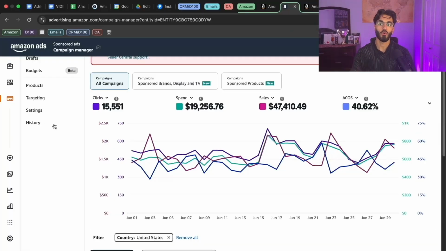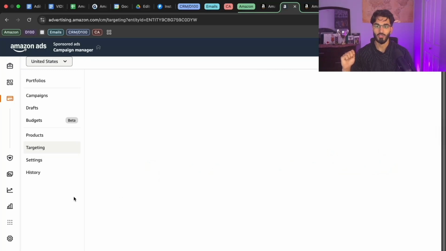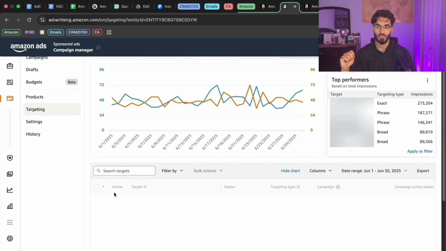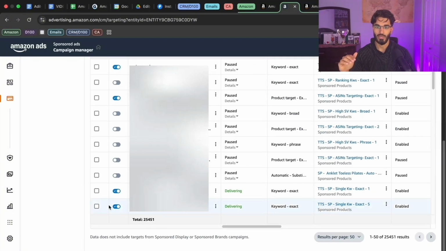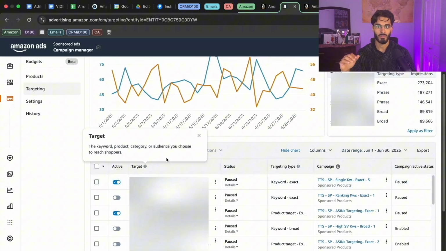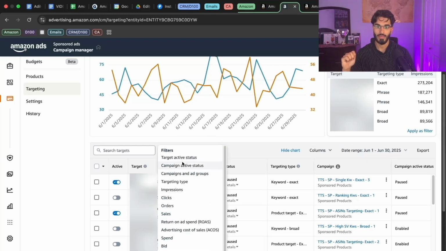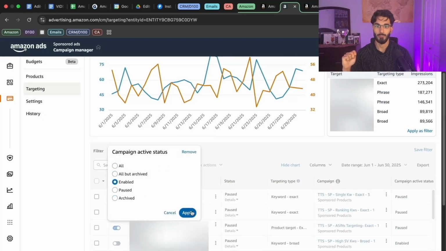Okay, so now let's go in and let's actually clean up these campaigns. So go to the targeting tab, obviously. Once we're in targeting, we're going to set a few filters right out the gate. So let me remove all this right now. So it's going to show us an insane amount of targets here. So we have 25,000 targets here. We're going to choose the date range, the last 30 days, ideally. Filter by campaign active status. So we only want enabled campaigns. So hit enabled.